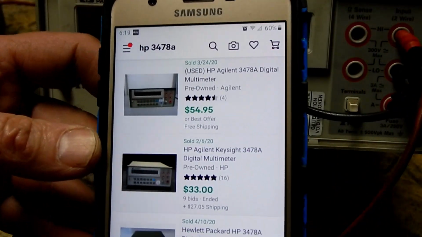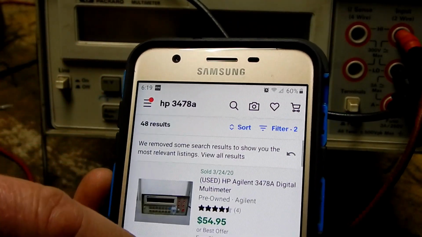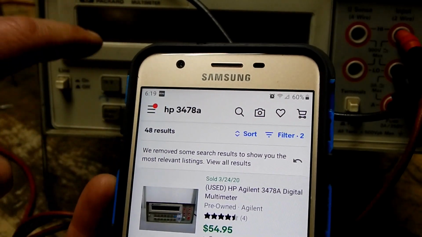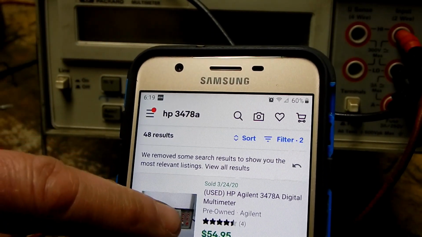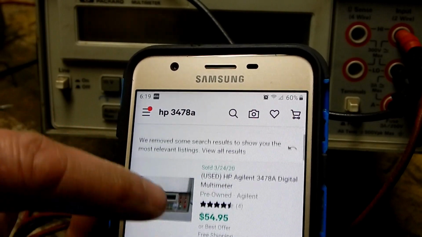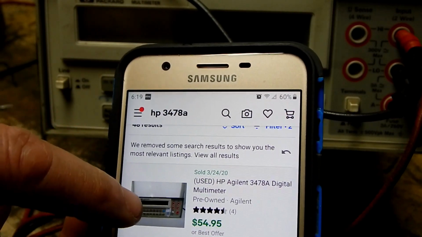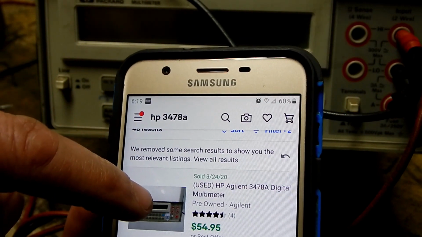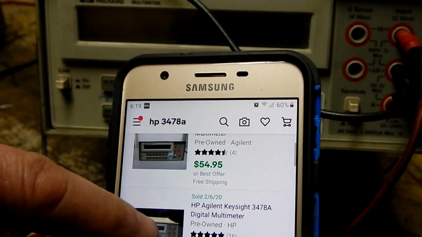So what's a meter like this worth on the used market, you might ask? Well, not a heck of a lot. A very small fraction of what it probably cost when it was new. Here's one sold for $55 with free shipping. And I did check the description. They're saying it doesn't come with probes or the cord, but it appears to power on, and they did test voltage, but it's not calibrated or anything like that.